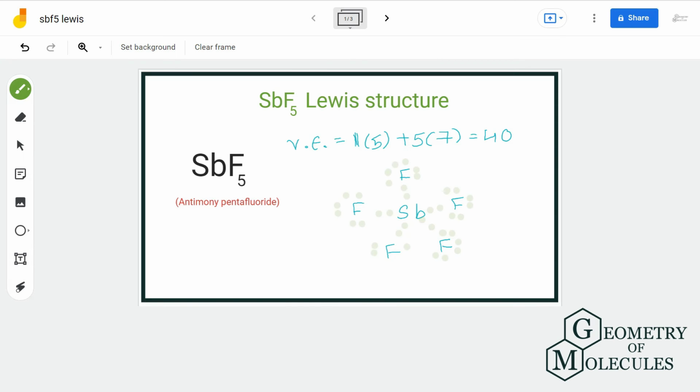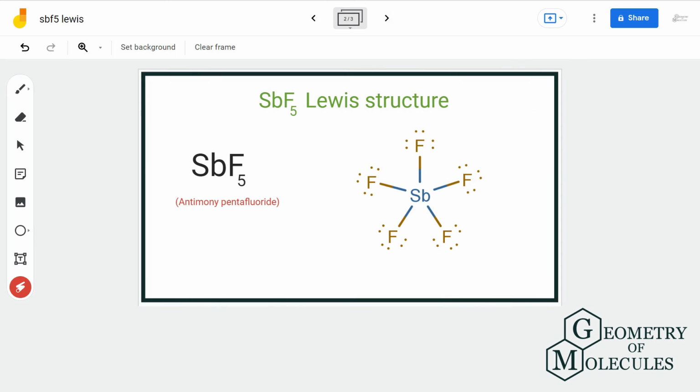Doing that, we have used all our valence electrons, and in this Lewis structure, each atom has a complete outer shell and zero formal charge. So this is the final Lewis structure of SbF5.